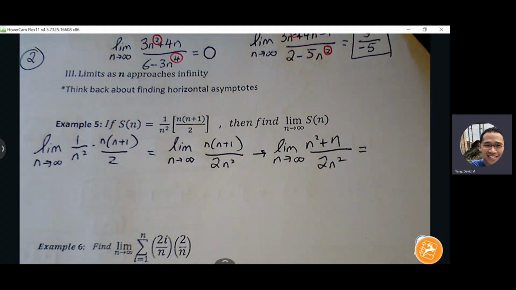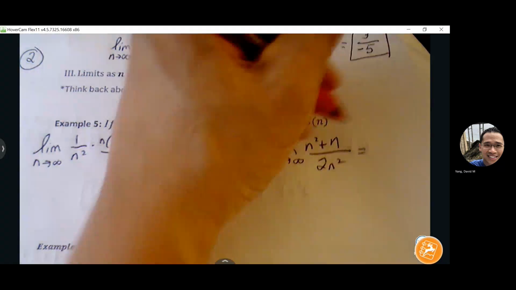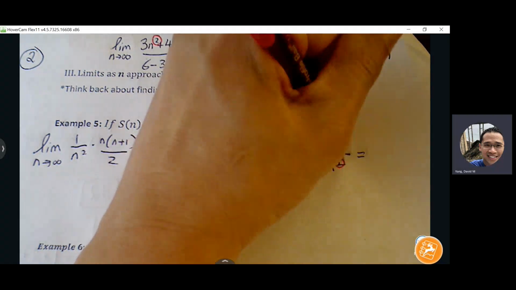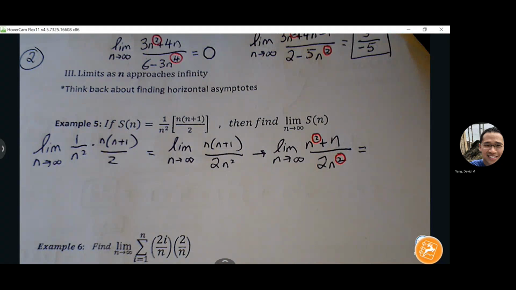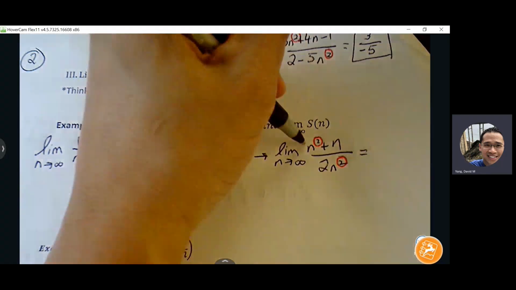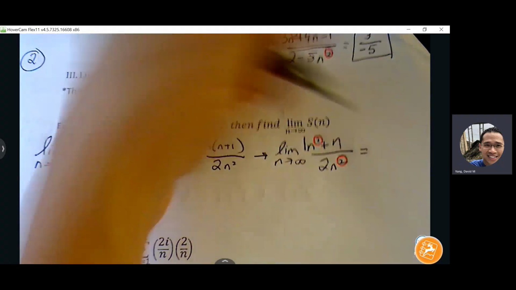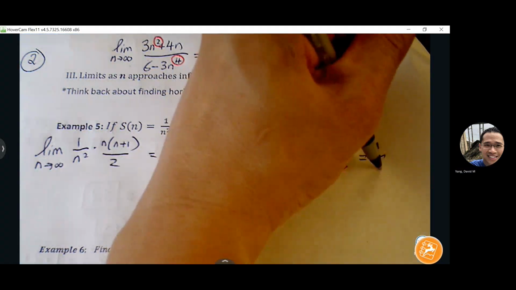Okay, compare degrees. Are the degrees different or the same? Same. Therefore, what's my limit going to be? 1/2. Yep. We just look at the coefficients. 1 is in front of n squared in the numerator, 2 is in front of the n squared in the denominator. 1/2.